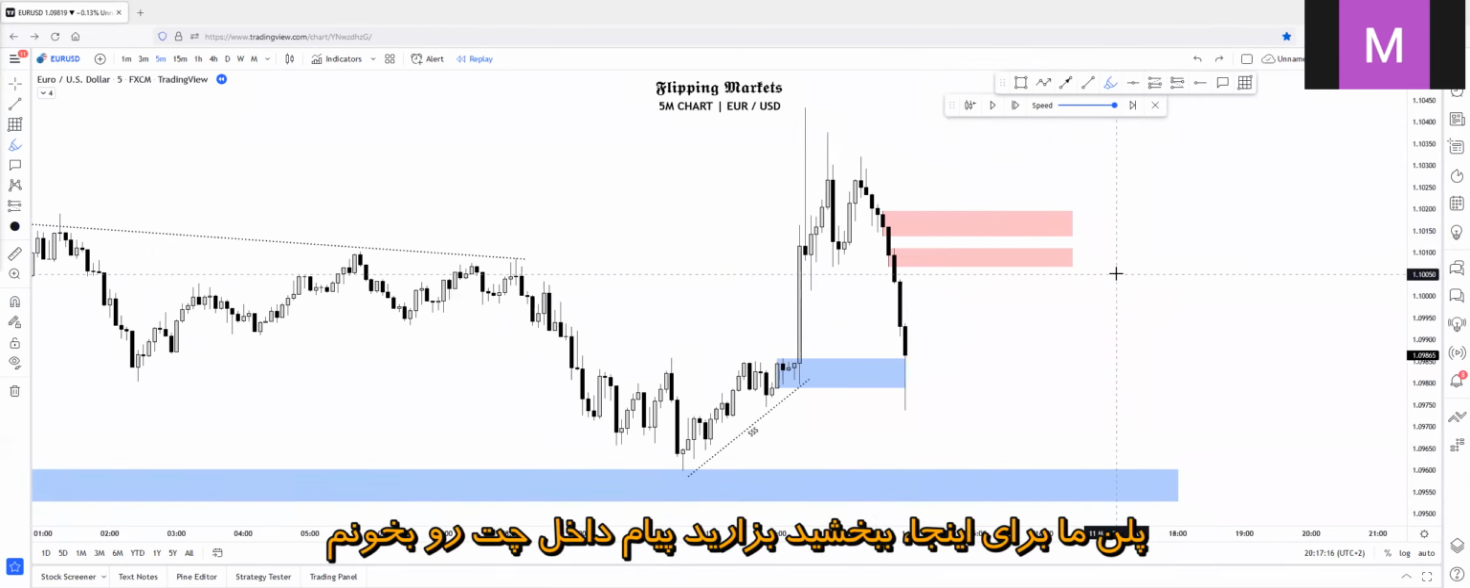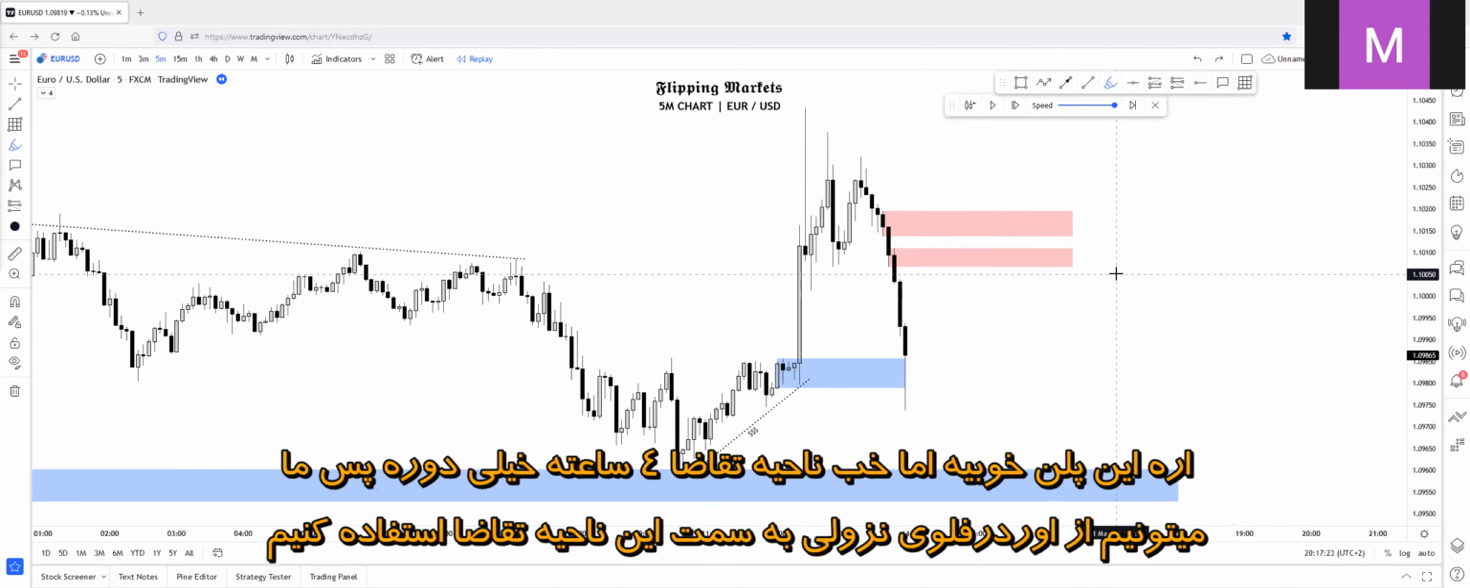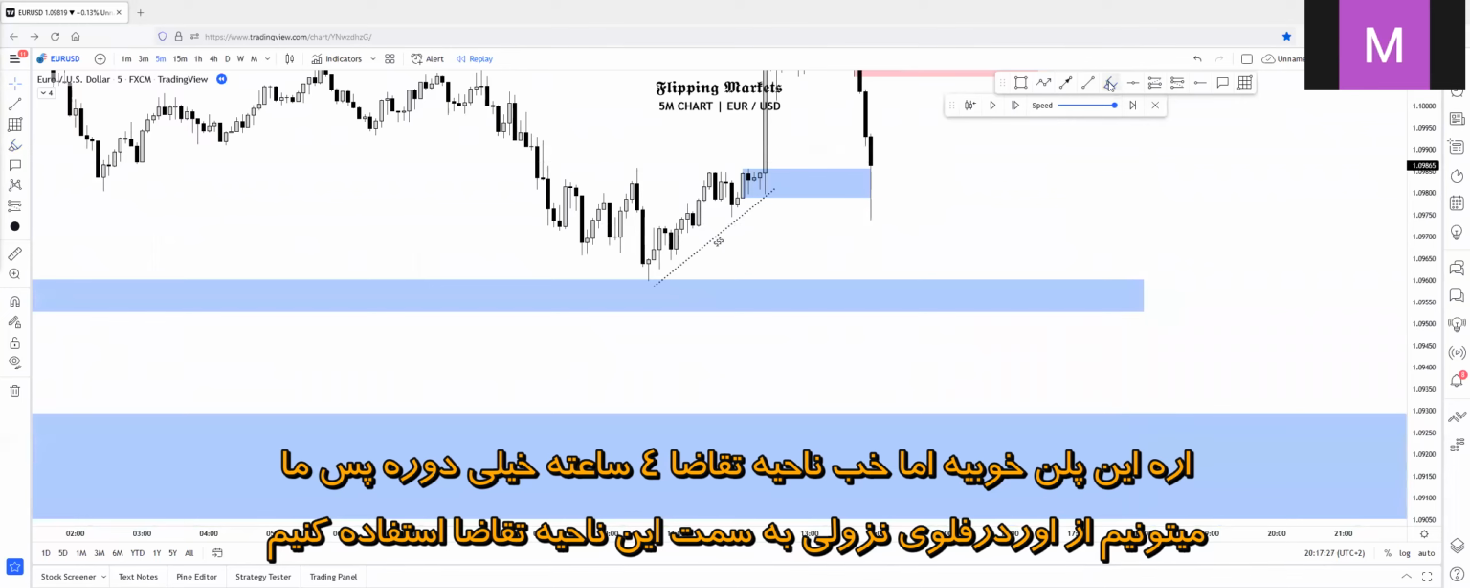Our plan for this, sorry, there's a message in the chat, for our demand tap and then wait for a break of the 50-minute. Yeah, that could be a good plan. But this forward demand level is too far away. We can actually trade the order flow down to this demand level.